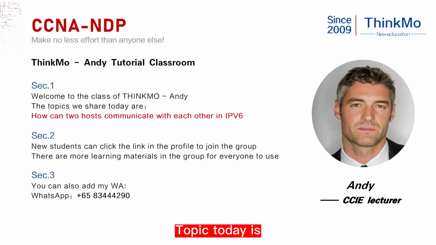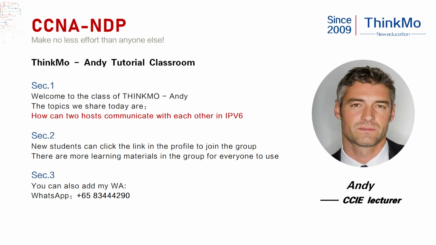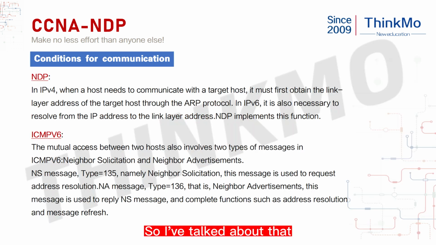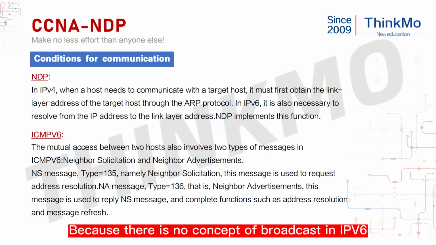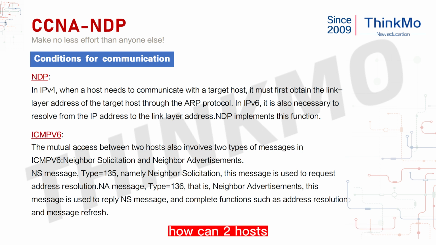Our topic today is how can two hosts communicate with each other in IPv6? I've talked about that in the last couple of videos. It's the equivalent of ARP in IPv6. It's essentially the NDP address resolution function, because there is no concept of broadcast in IPv6. So let's get back to the main point. How can two hosts communicate with each other in IPv6?